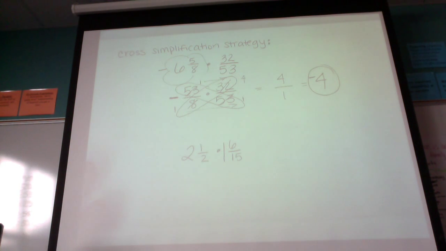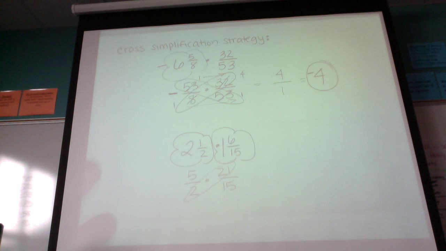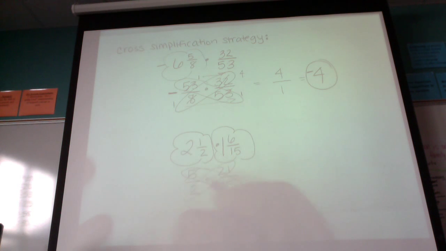or some other skills. Next one there, 2.5 times 1 and 6/15. Let's popcorn each of those. 2 times 2 is 4, plus 1 is 5 halves, times 21/15. So let's look diagonally. 2 and 21. Can I divide both of those by something? Nope. Let's look the other way. 5 and 15. Oh, I can divide both of those by 5. That's going to give me a 1. That's going to give me a 3.